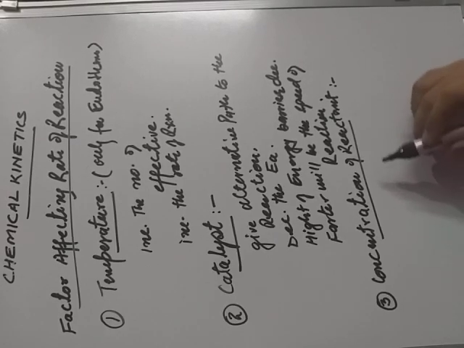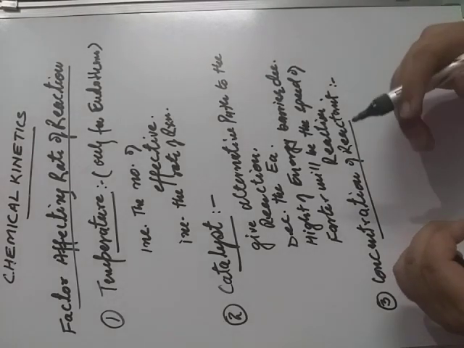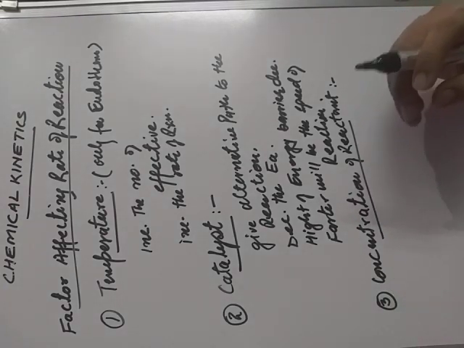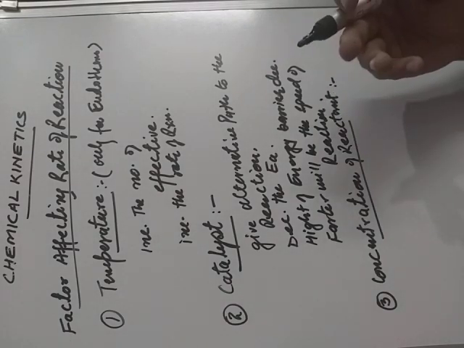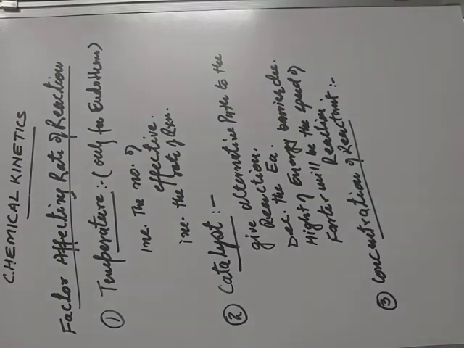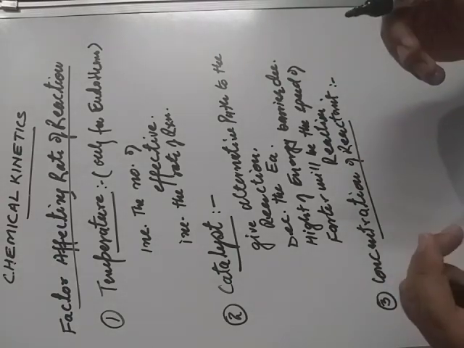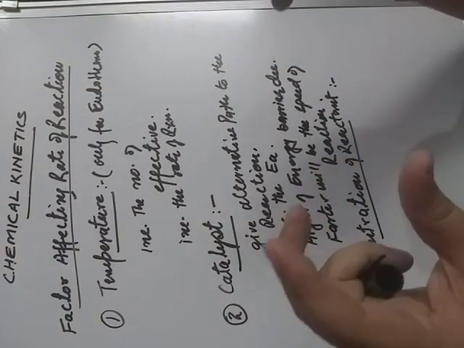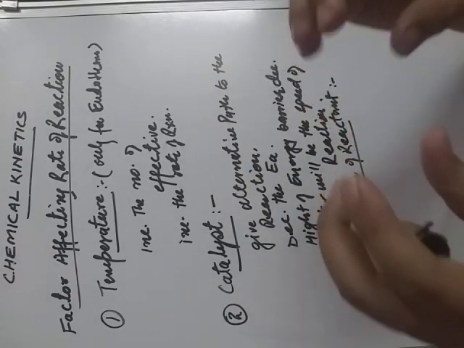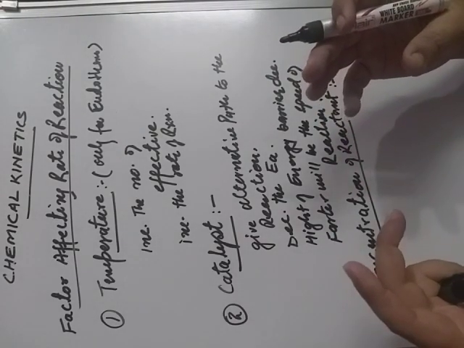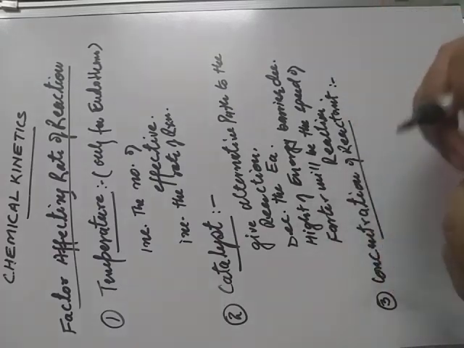Third factor is concentration of reactant. How does concentration of reactant affect the speed of a chemical reaction? If you increase the concentration of reactant, you know that the speed of a chemical reaction increases. Why? Because if you add more reactant into the same container, the number of reactant molecules per unit area increases. All molecules are busy in random zigzag motion, so if more crowd is there, there will be more chance of collision. More chance of collision will give more number of product.